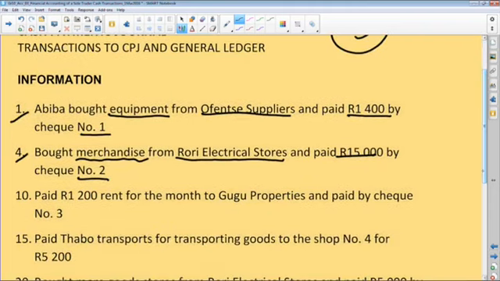The next one will be on the 10th. We paid again. So that's your keyword, guys. We're paying. So it's CPJ. We are paying 1,200. That's the amount. But what are we paying? We are paying rent for the month to Google Properties. And we paid it by check number 3. Now let's go and look at the CPJ entries.